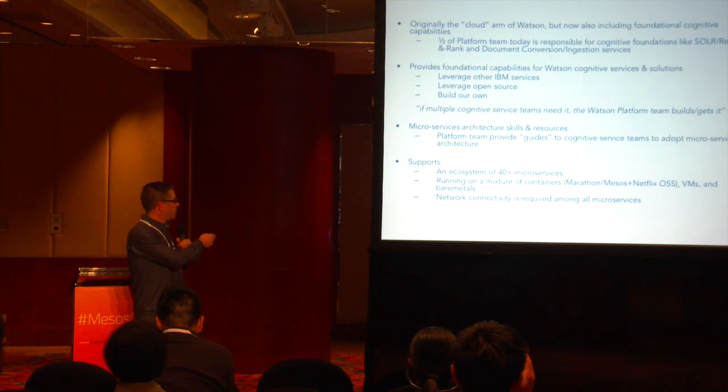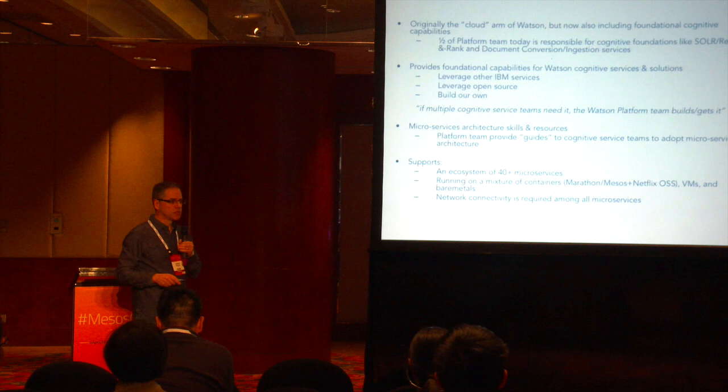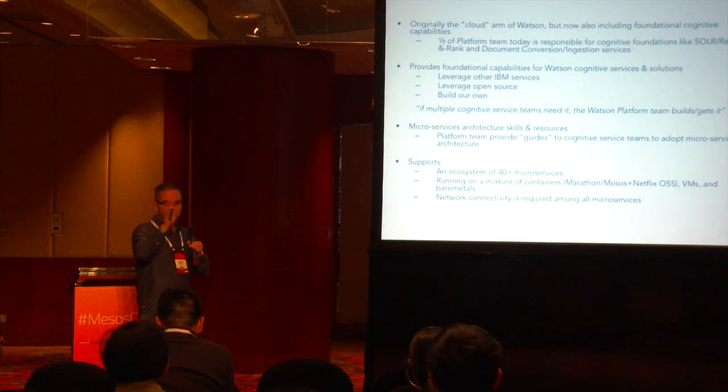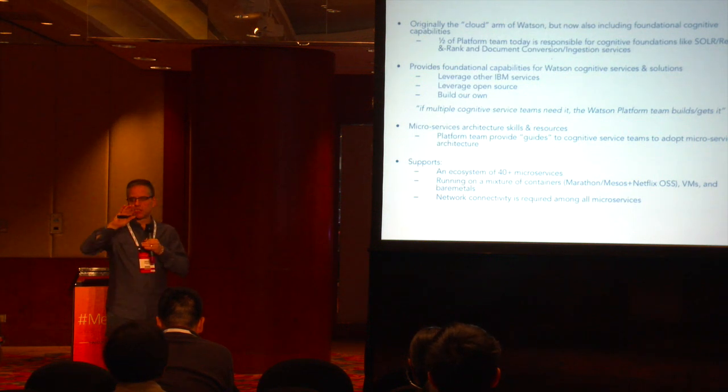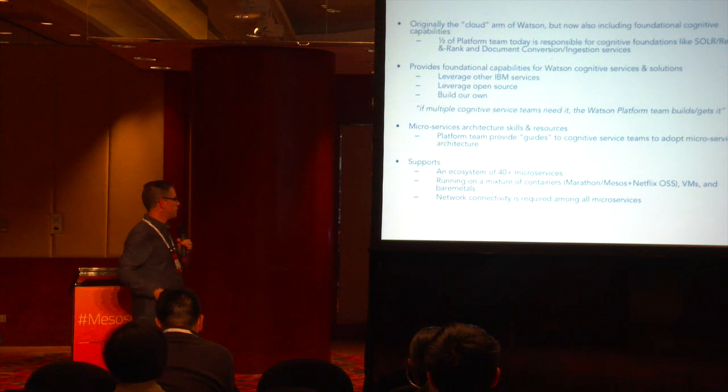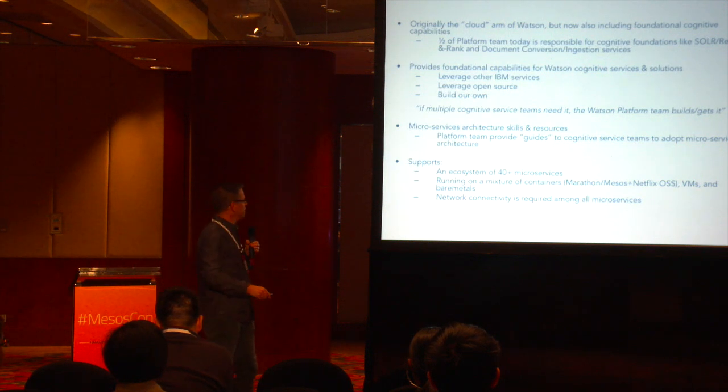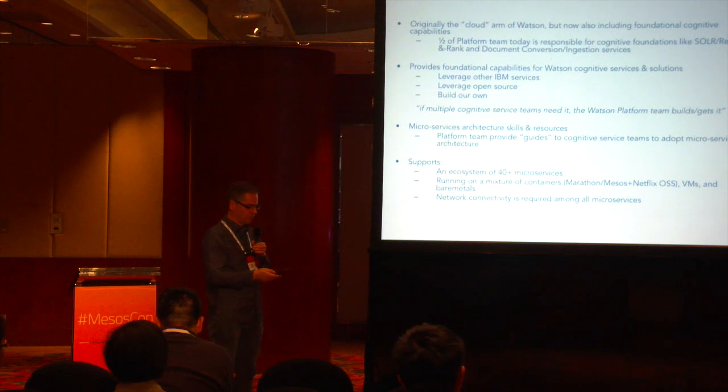They currently have an ecosystem of about 40 microservices running in there. The customer-facing ones is a subset of that, but there's about 40 right now, 40 plus. It's running on a mixture of containers managed by Mesos, Marathon, and Netflix OSS, running on VMs and bare metals. Right.